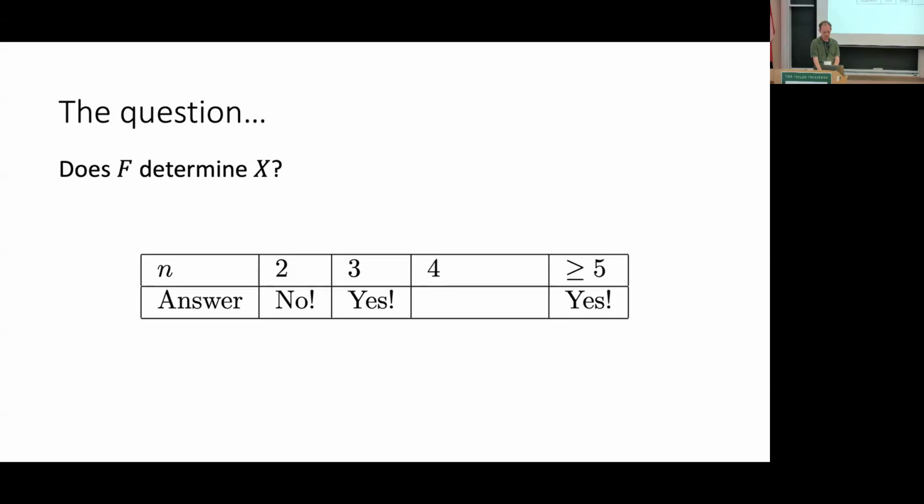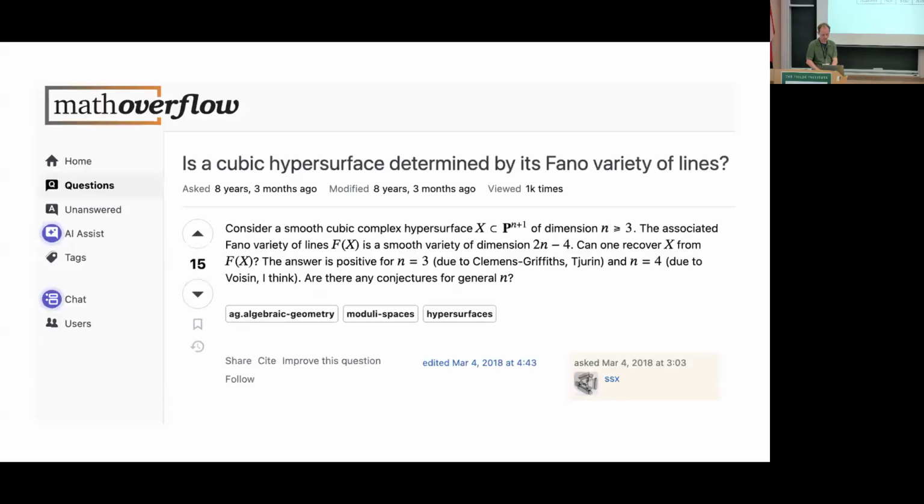So we were curious about 4, and the answer is sort of an almost. So let me say what I mean by this. If you have a very general cubic fourfold, then the Fano variety of lines is a hyperkähler fourfold with Picard rank 1, and it does uniquely determine the cubic fourfold. So you can recover the cubic fourfold from its Fano variety of lines. But in higher Picard rank, you can't make any proof work.